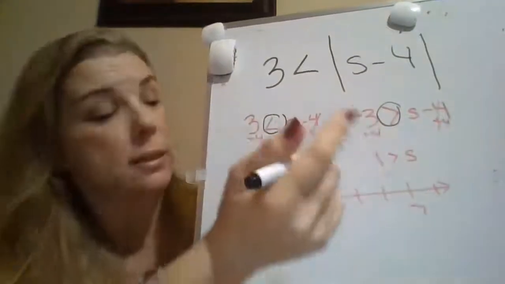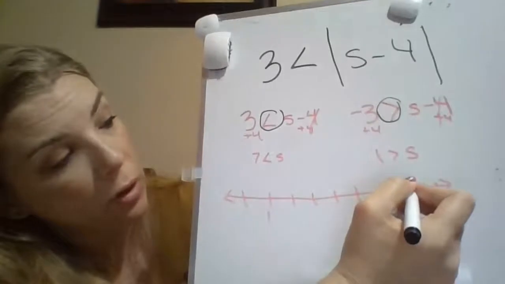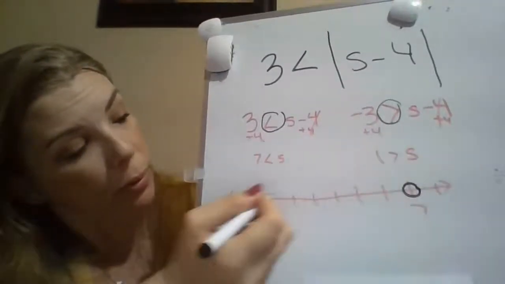So going back to this example right here, on 7, you're going to put an open circle. Here's our 7, open circle. On 1, you're going to put another open circle.